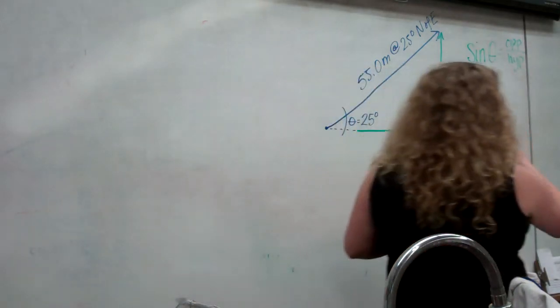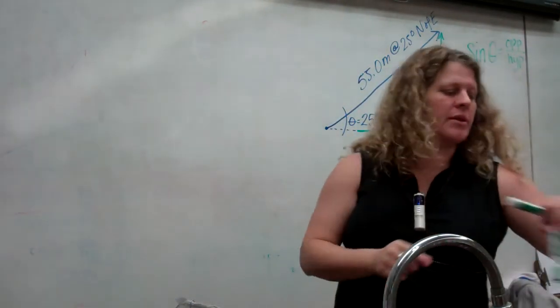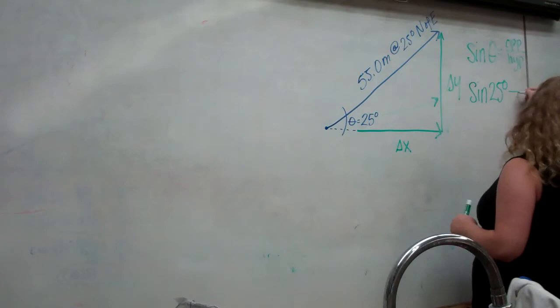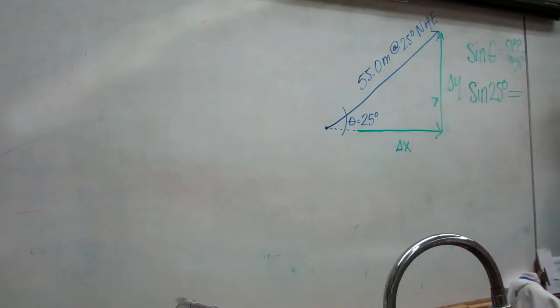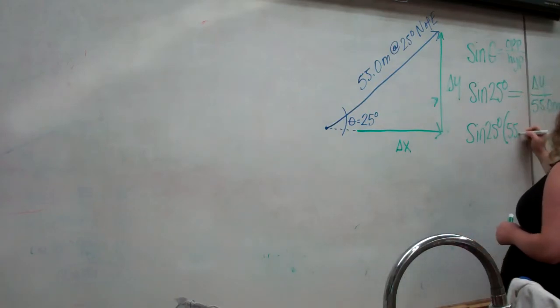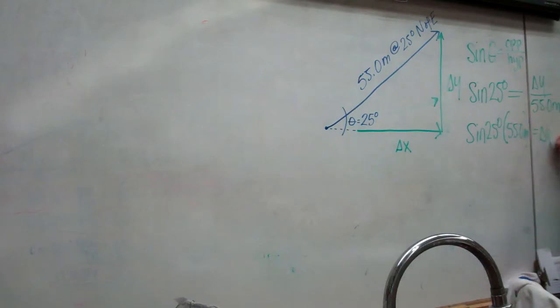Yeah, we do. So we can say that the sine of 25 degrees is equal to delta y over 55.0 meters. True? Pretty darn easy to solve for delta y now, isn't it? So the sine of 25 degrees times 55 meters is equal to delta y. Go ahead and find your delta y.